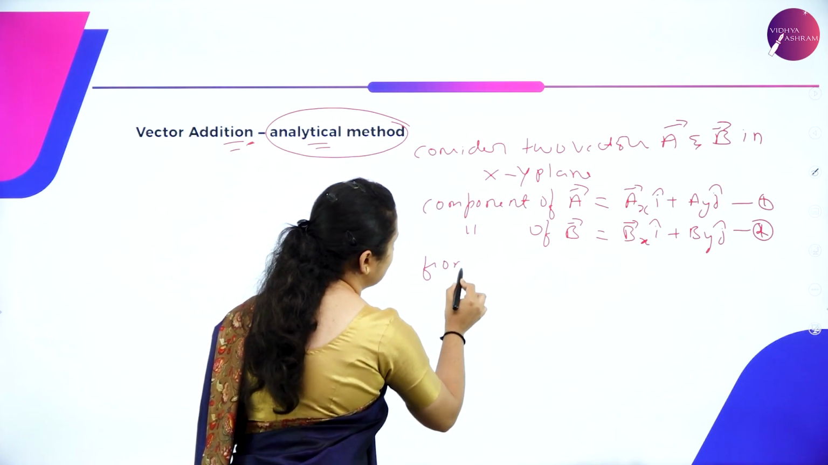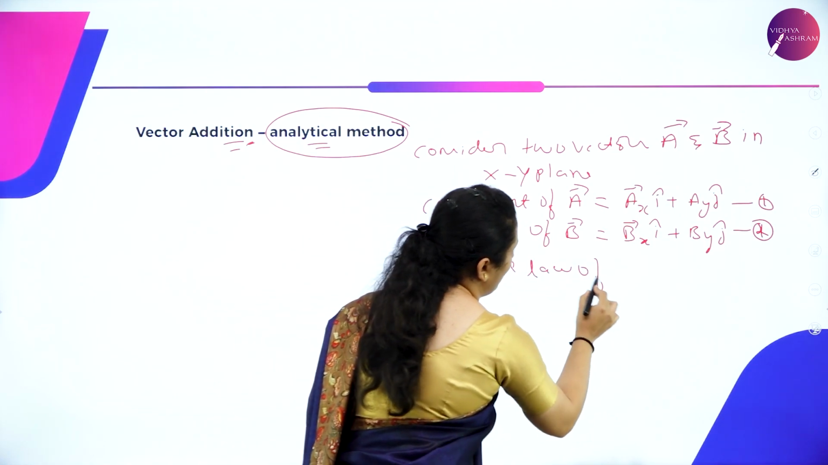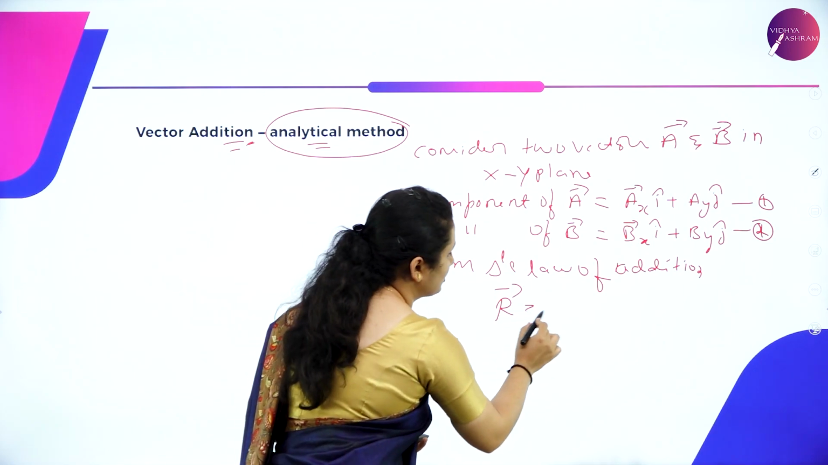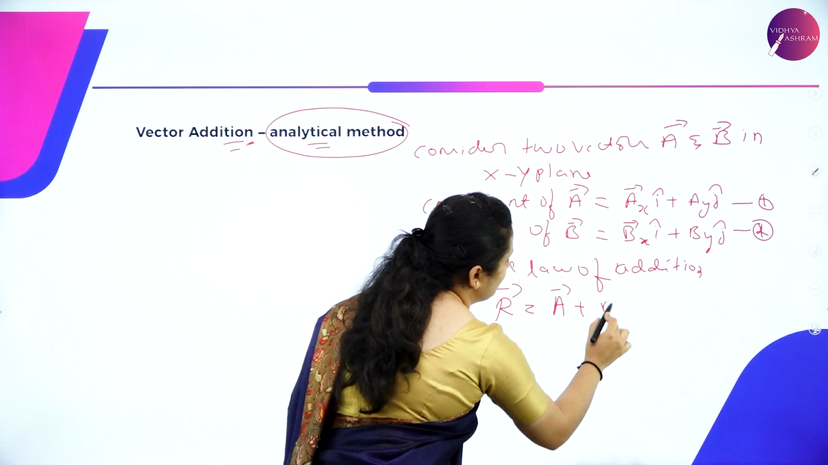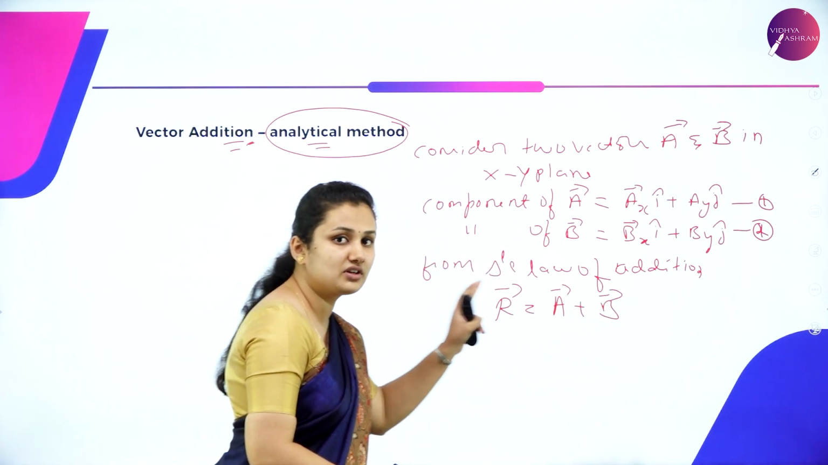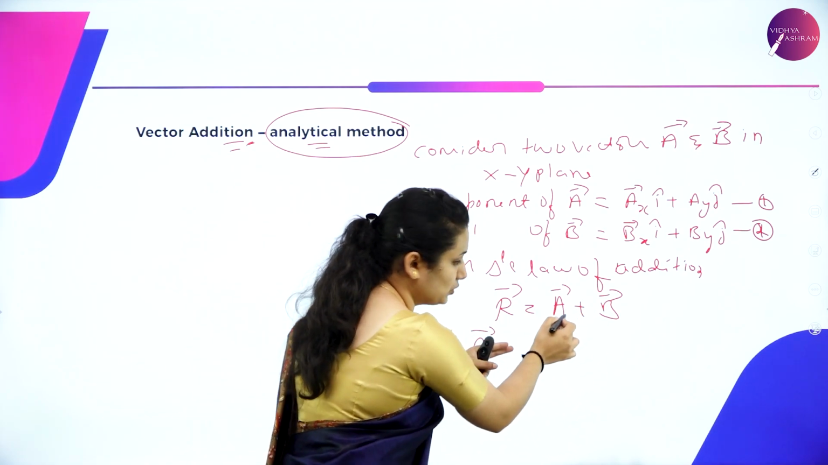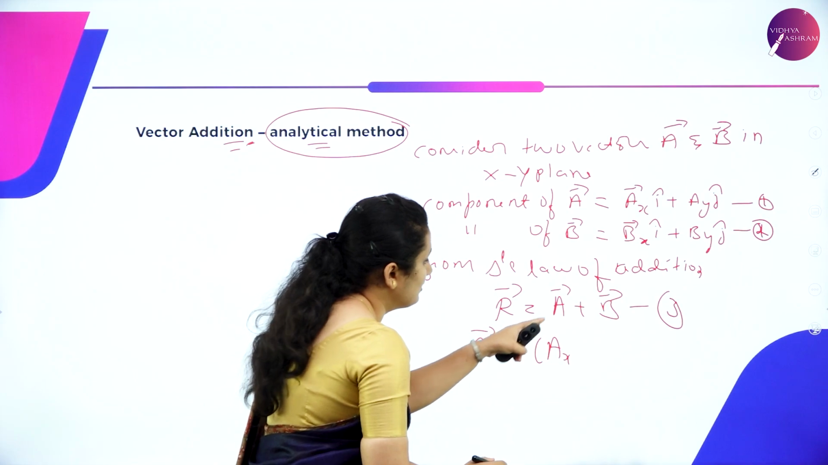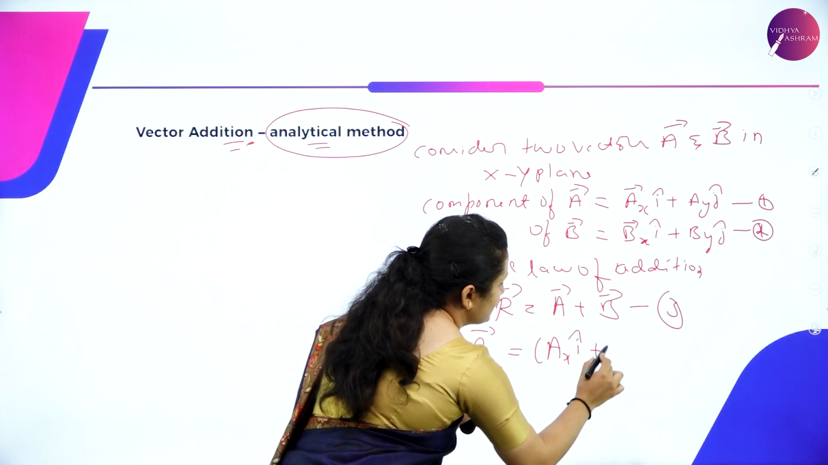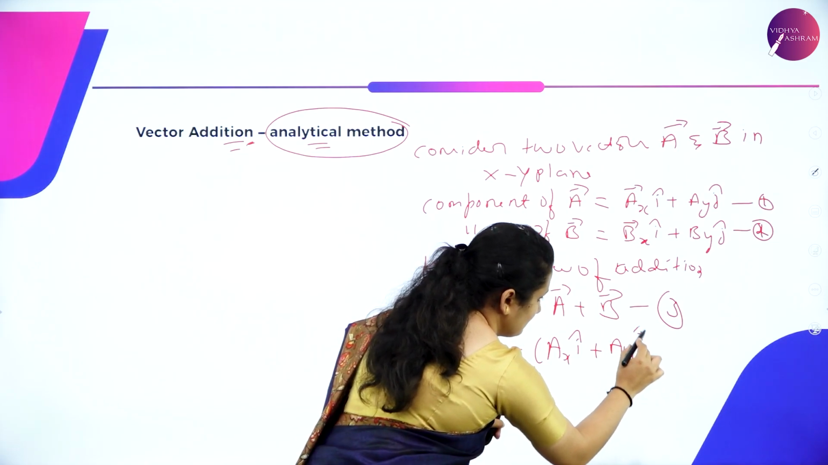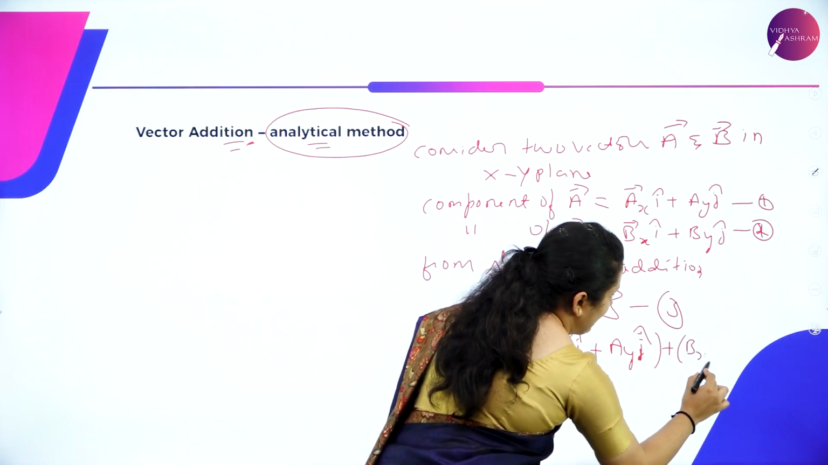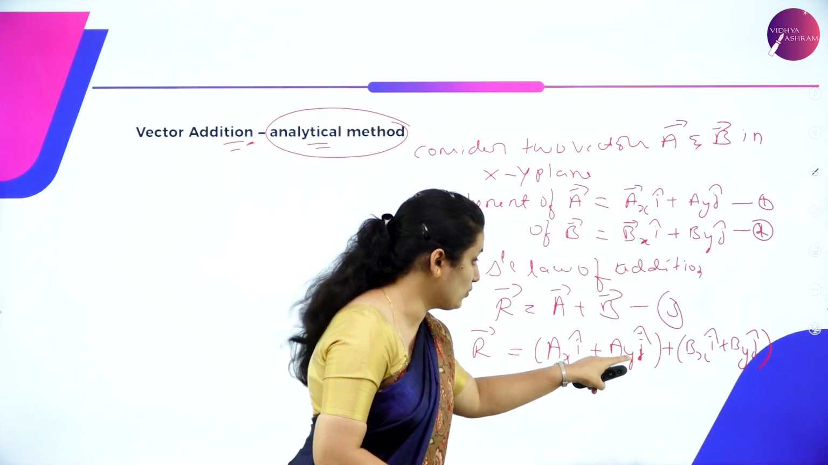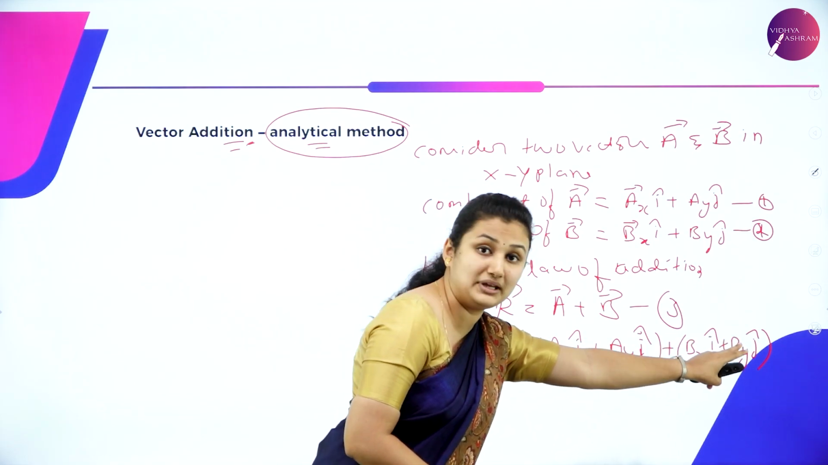From the triangle law of vector addition, we know that the resultant is equal to A plus B. The sum of two vectors A and B gives you the resultant. On substituting equations 1 and 2 in equation 3, we will get vector A along the x-axis plus vector A along the y-axis plus vector B along the x-axis plus vector B along the y-axis.